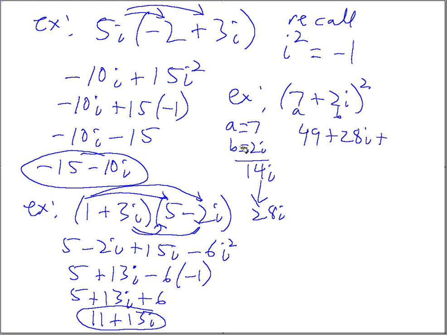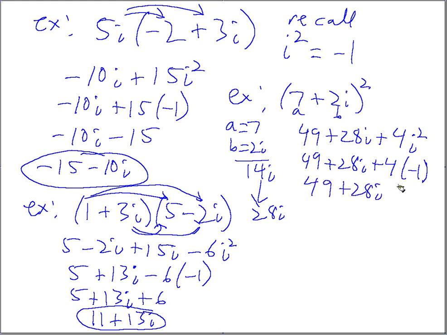Plus b squared. b squared is going to be 2i squared, which is 4i squared, because you square 2i, you get 4i squared. Again, i squared is negative 1, so you could change that sign to minus 4 if you wanted to, but again, I'm going to show the steps. So 49 plus 28i plus 4 times negative 1. So 49 plus 28i minus 4, as I just talked about. And then 49 minus 4 is 45, plus 28i.